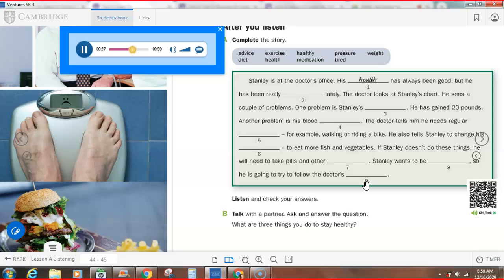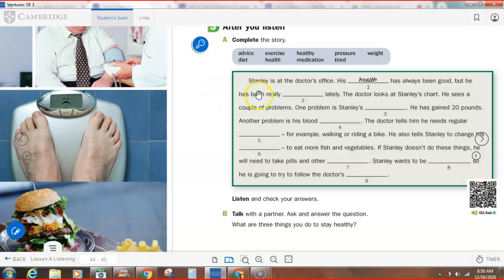The doctor tells him he needs regular exercise, for example, walking or riding a bike. He also tells Stanley to change his diet, to eat more fish and vegetables. If Stanley doesn't do these things, he will need to take pills and other medication. Stanley wants to be healthy, so he is going to try to follow the doctor's advice.